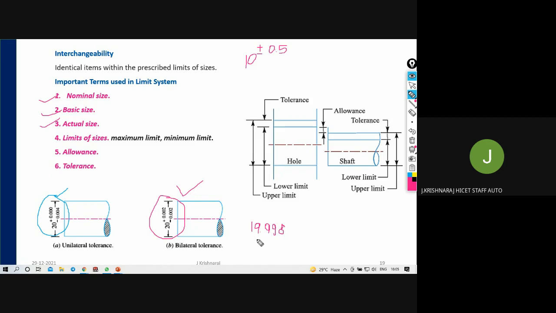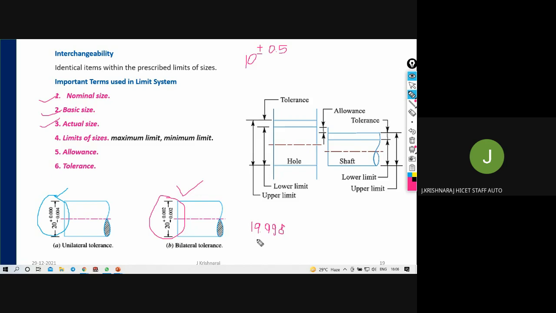In this example, 20 is the nominal size. In a unilateral tolerance, the tolerance is given in any one direction: 20 plus 0.002, minus 0. Which means between 20 and 20.002, 20 is the lower value and the upper value is 20.002. Or in the opposite direction, 20 is the maximum and the minimum value is 19.998. Any one direction, either positive or negative, is called a unilateral tolerance.